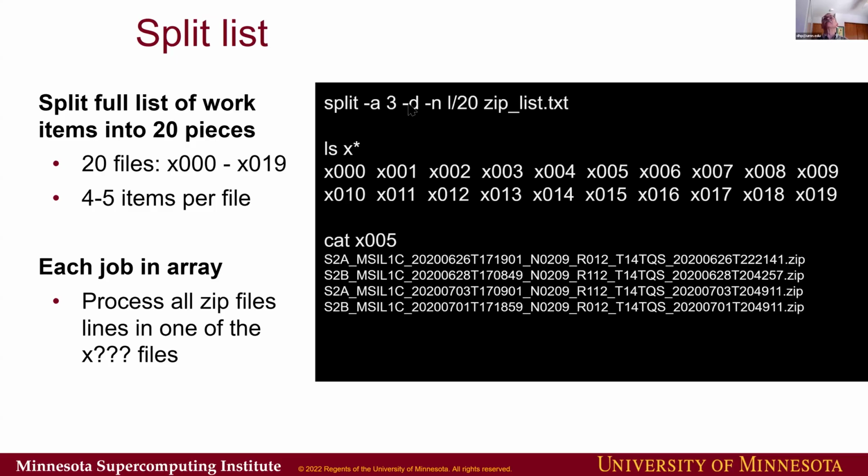These arguments specify that the sublists it will create will be in files that start with X, have 3 characters that will go from 000, in this case, to 019 for a total of 20 files, and that they'll break it up by line, so I don't get half of a file name on a given line. Each of these files will then have either 4 or 5 files to do. So it more or less evenly breaks up the work to be done in terms of the zip files that are all stored on tier 2 storage.